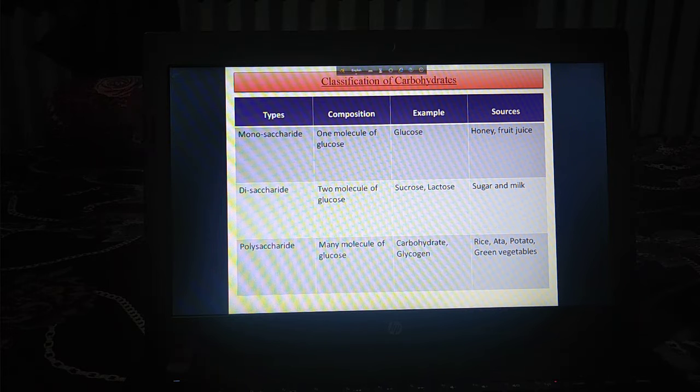Disaccharide: di means two, that means the carbohydrate which consists of two molecules of glucose is called disaccharide. For example sucrose and lactose. The source of sucrose is sugar, and lactose is from milk. Now polysaccharide: poly means many, saccharide means sugar, that means the carbohydrate which consists of many molecules of glucose is called polysaccharide. For example glycogen, and the sources are rice, atta, potato, green vegetables.